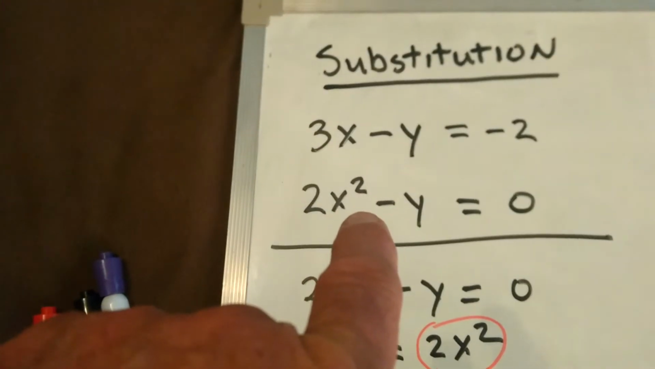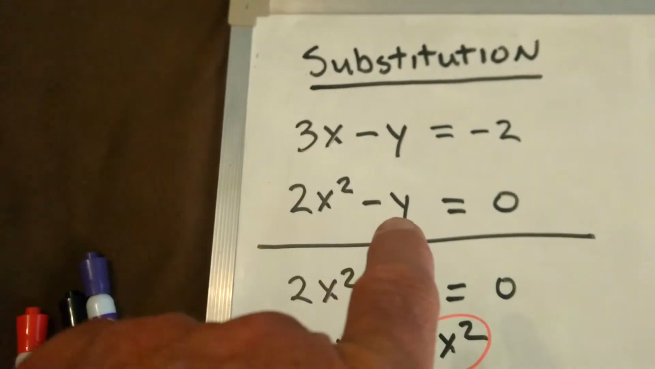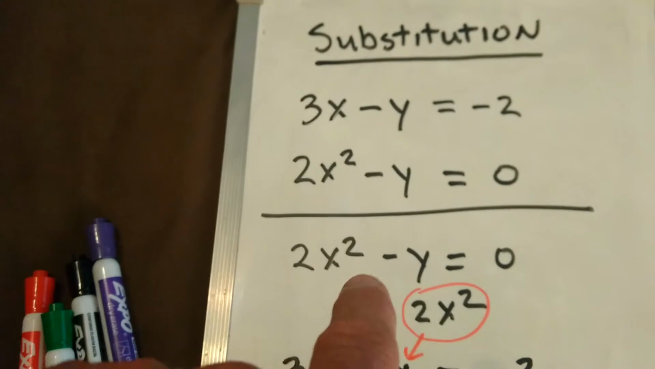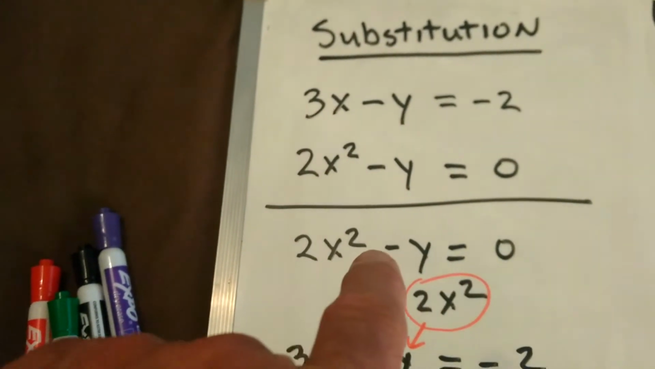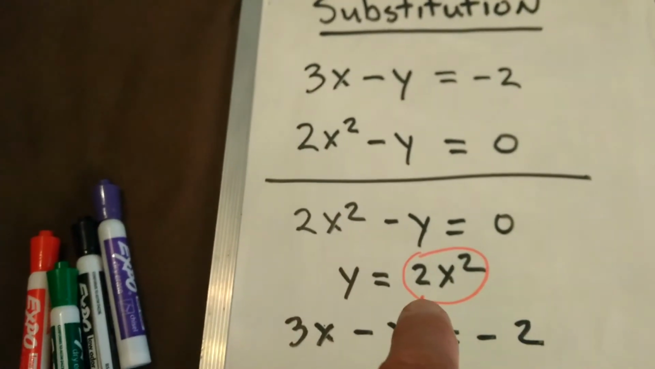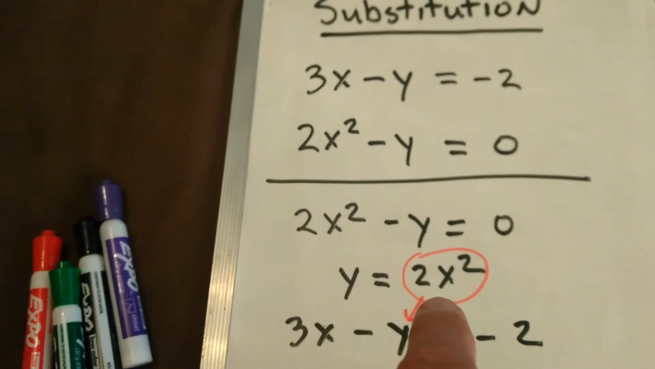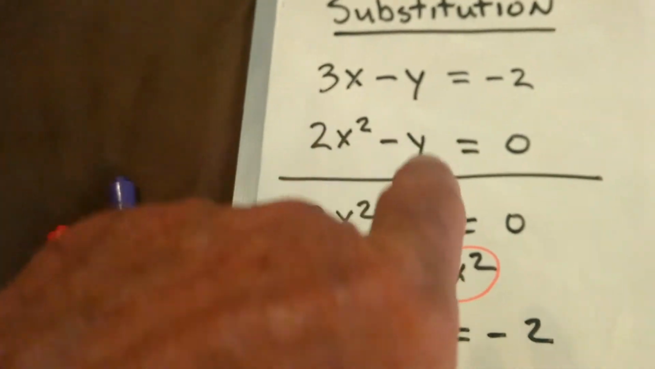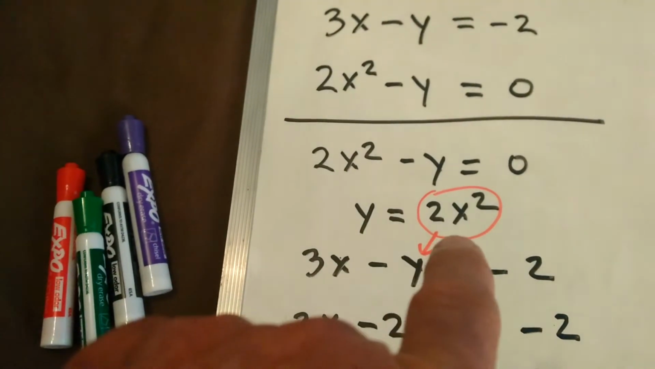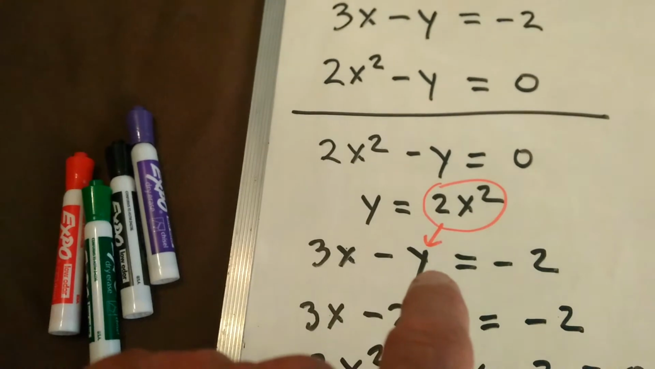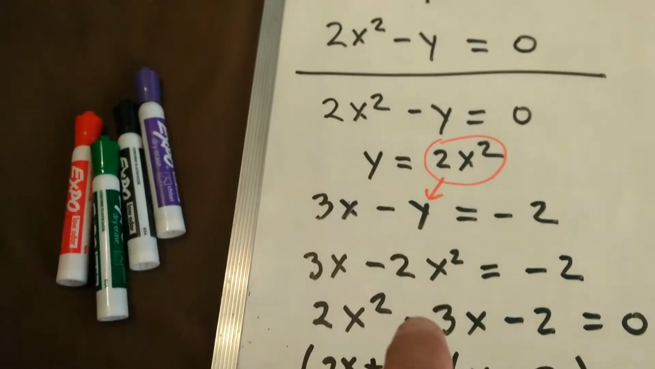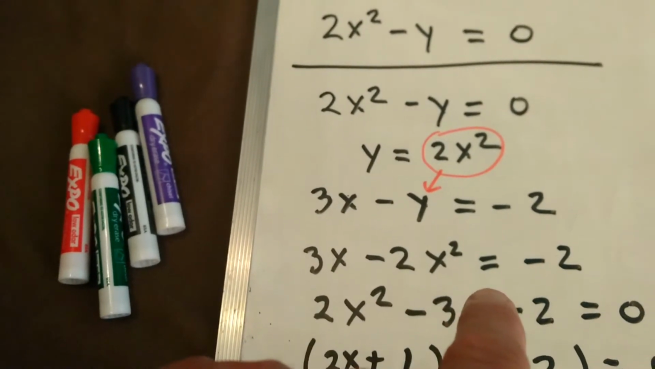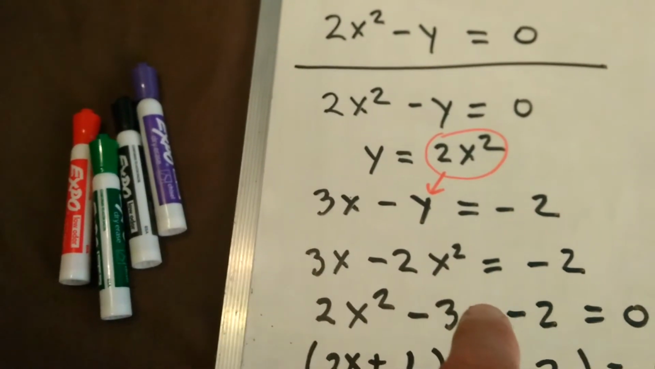So the first thing we're going to do is substitution. Because we have y by itself, I'm going to pull this 2x squared minus y equals 0 down, and add the y over, so we get y equals 2x squared. And I'm going to take the 2x squared and substitute it in for y in the first equation, 3x minus y equals negative 2. That gives us 3x minus 2x squared equals negative 2.